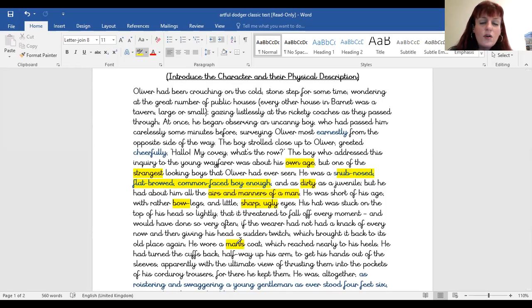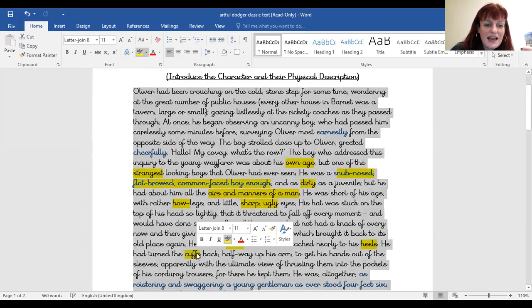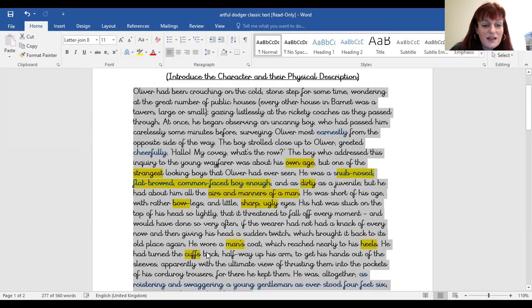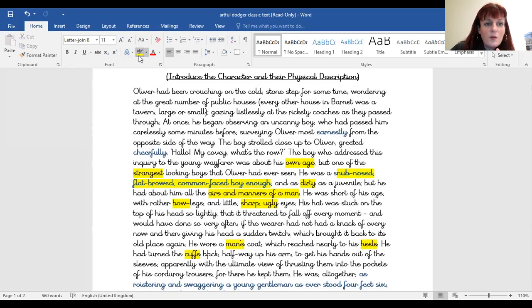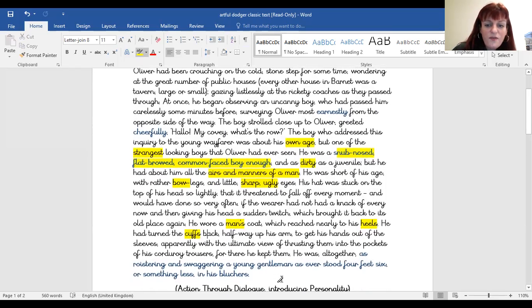Okay, so he's got this coat. It's much too big for him. It reaches nearly to his heels because he's only titchy, and he has to roll the cuffs back just to be able to get his hands out, which he then stuffs in his pockets, which is quite a boyish, childish thing to do. Okay, he's 4'6", which is probably a bit shorter than you guys. So he's not very big, he's not very tall, he's quite undernourished, he's not well fed, and yet his inside, his personality, is almost bigger than his body. That's what I get from here.